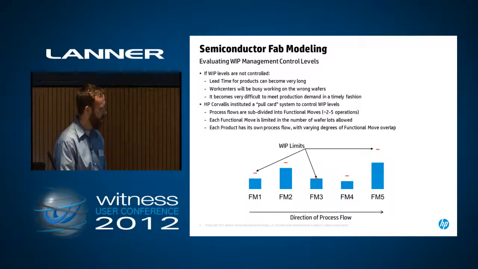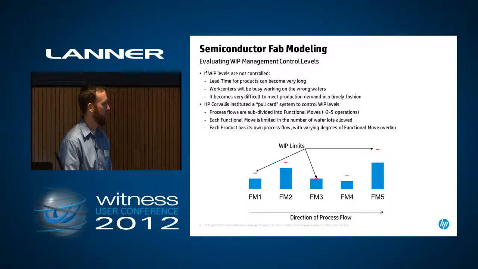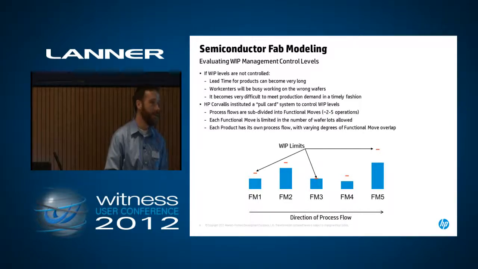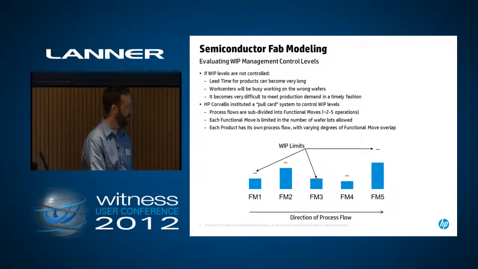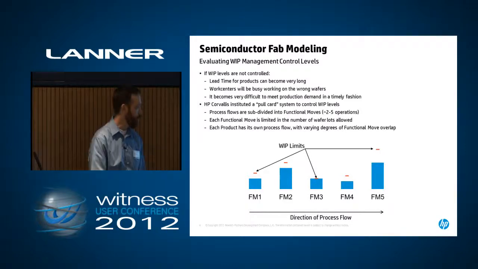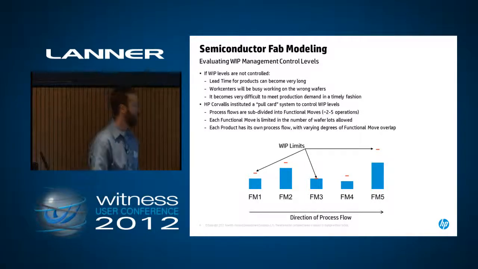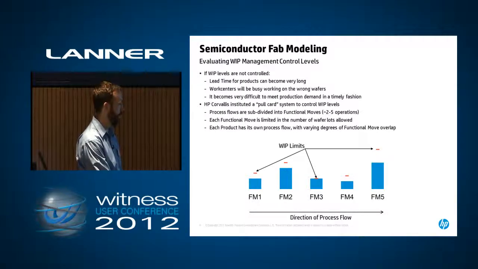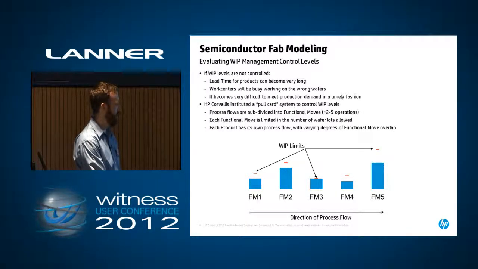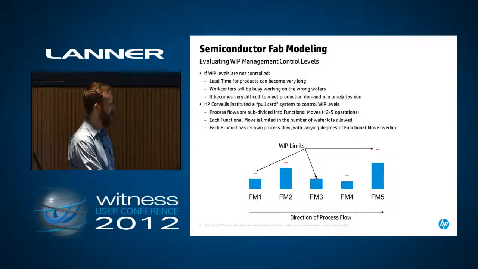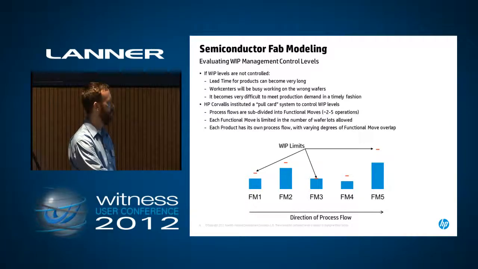So if you look down here at this chart, these bars are intended to represent the number of wafer lots that are in a functional move. Just an example here. And the little dashes there represent the pull card limit. So if you look at functional move 3, right there, it's at its limit. And as a consequence, functional move 2 cannot move any wafers into that functional move until a lot moves out of here and keeps going. And so this keeps some kind of a control over where all of your WIP is in the entire manufacturing line.